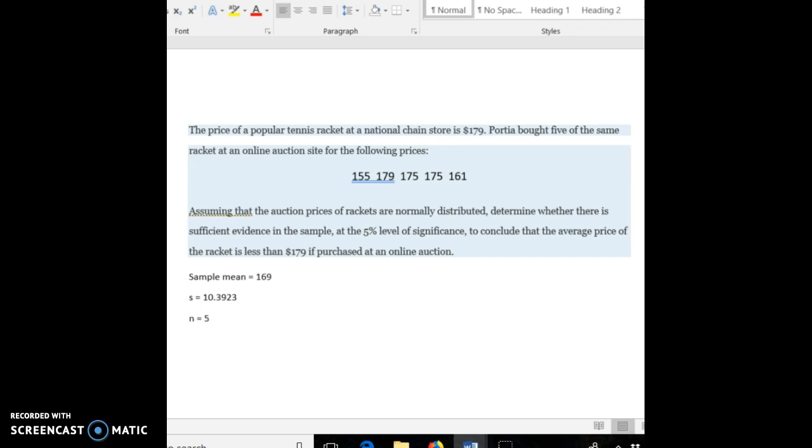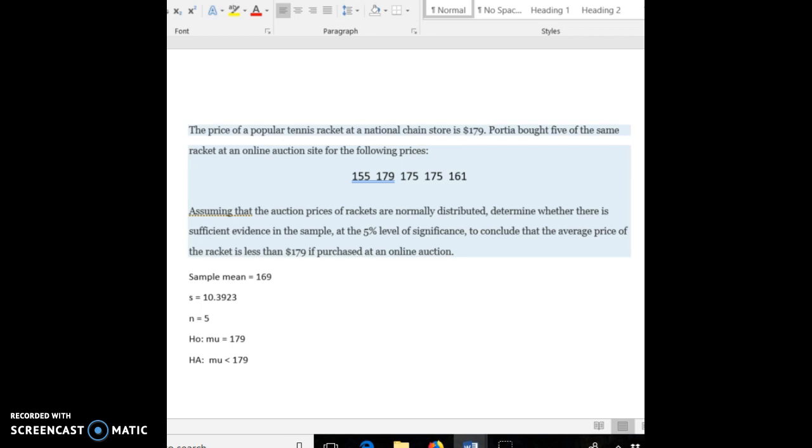Okay, now, this is a hypothesis test, so let's first state our null hypothesis. And our null hypothesis is going to be the status quo, that our mean, mu, is equal to $179. But our alternative hypothesis is that these other prices are less than 179. All right, so there's our 2 hypotheses.